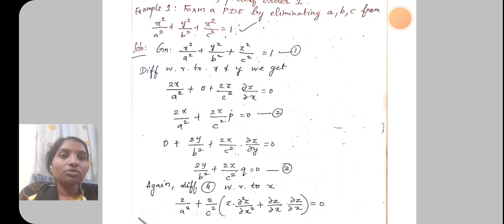Moving on to the second question: form a PDE by eliminating the arbitrary constants a, b and c from the given equation x squared by a squared plus y squared by b squared plus z squared by c squared, which is equal to 1. So marking this as the first equation. As usual we are going to differentiate it with both of the variables x and y, and therefore we will have the equations 2 and 3.